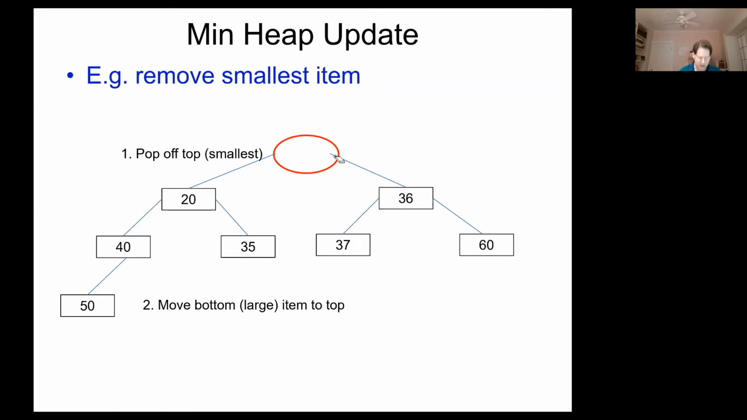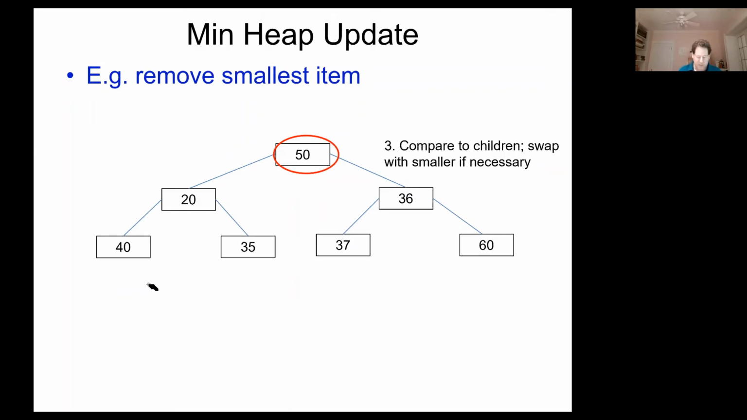So you take an element from the bottom level of the tree. That will be a large element like this. And we just move it to the top, which is clearly not the right place for it, right? That's supposed to be the smallest element, and that's not the smallest element. So now we have to do some more fix up. We compare it to its children, and you swap it with the smaller one of its children, if necessary.